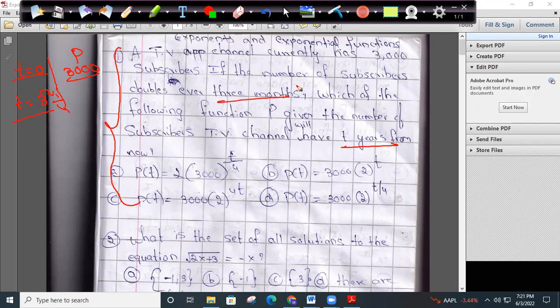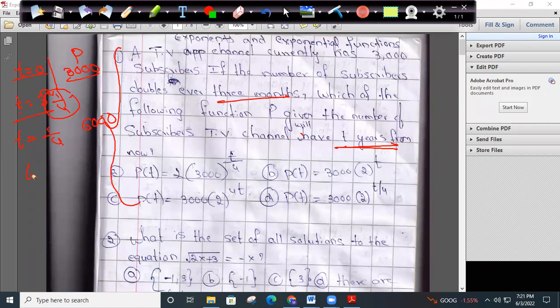And doubles every 3 months, very good. So when t equals 3, I don't want months because he is asking in terms of years. So 3 months is the same as 1/4 of a year. When I replace t with 1/4, I should get 6,000 as my answer. When t is equal to 6 months, one second here, yeah.